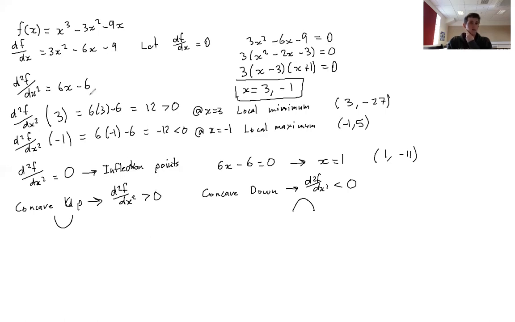Now, to find these points, what we have for our second derivative is just a linear function. If we want this to be greater than 0, we've already found the point where it's equal to 0, which is at 1. So if it's going to be greater than 0, x just has to be greater than 1. And if we want our second derivative to be less than 0, x just has to be less than 1.